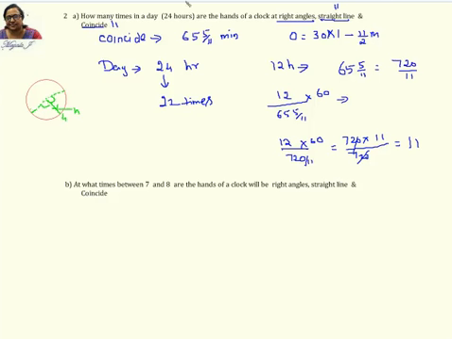22 times in 1 hour? For 24 hours, I think I made it 44 times. I'm sorry, this is going to be 22. Right? The answer is 22 because we are seeing it for 24 hours. And therefore the right angle is going to be 44 times.